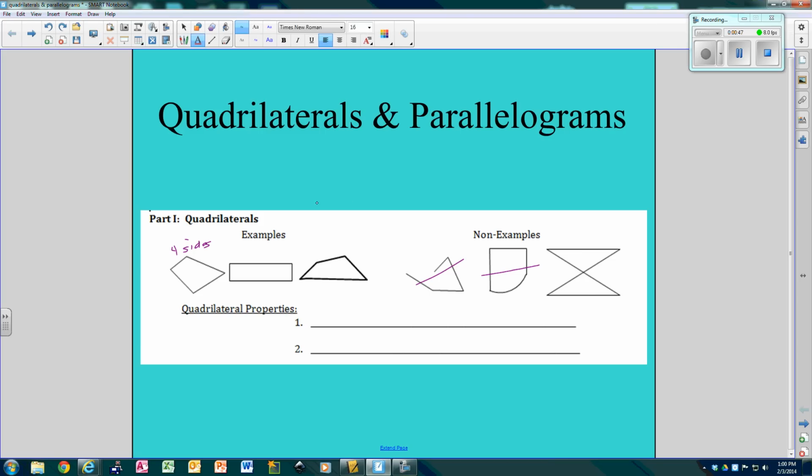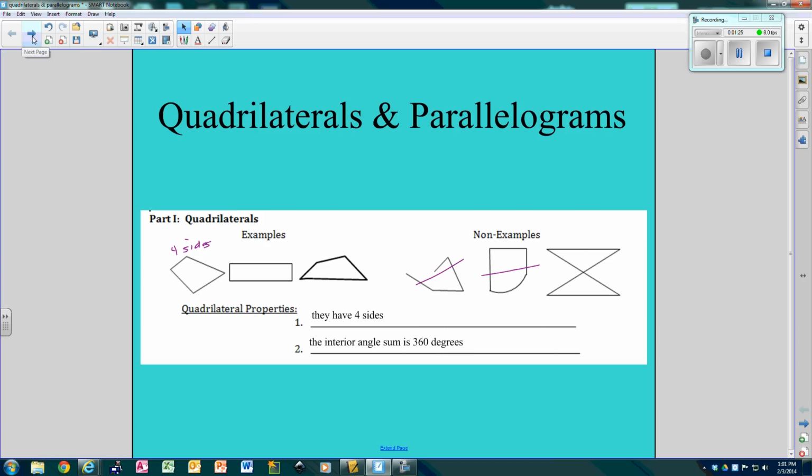So guess what the properties are? They have 4 sides. And guess what the other property is? The interior angle sum is 360 degrees. Okay, so I typed that up for you so you can read my handwriting. So they have 4 sides and the interior angle sum is 360 degrees.